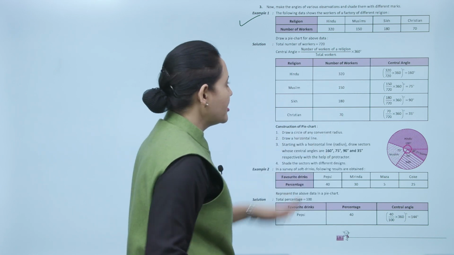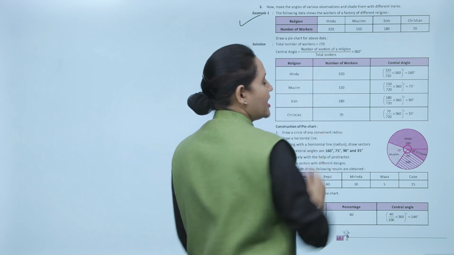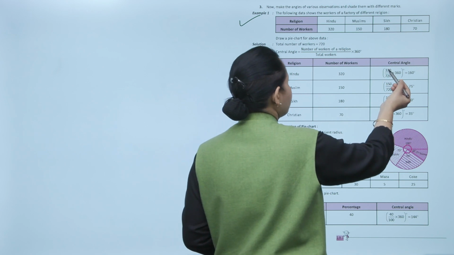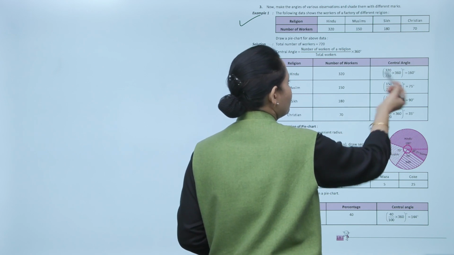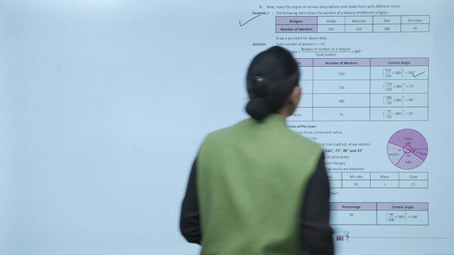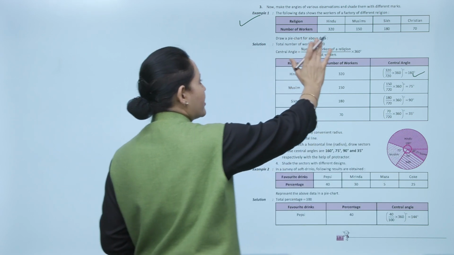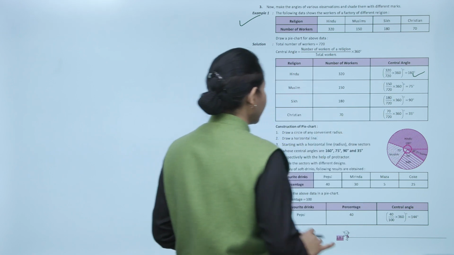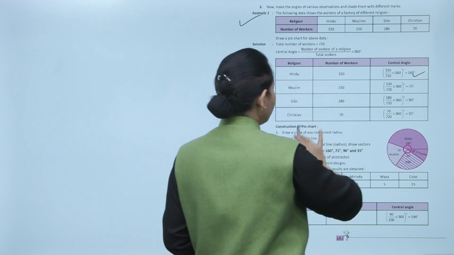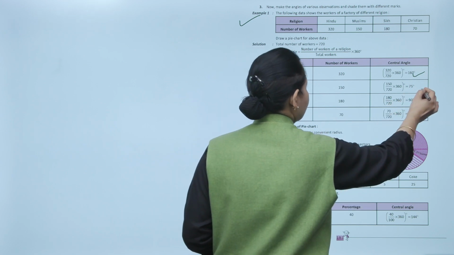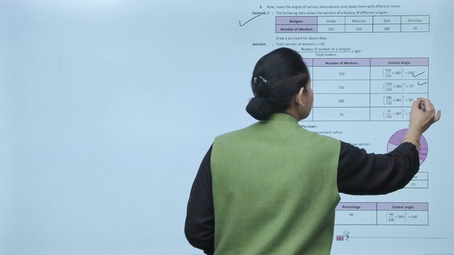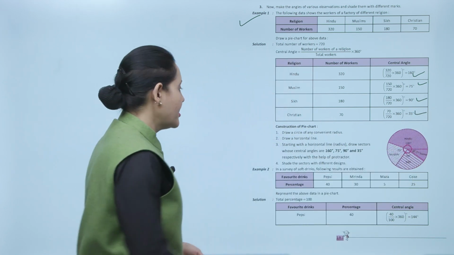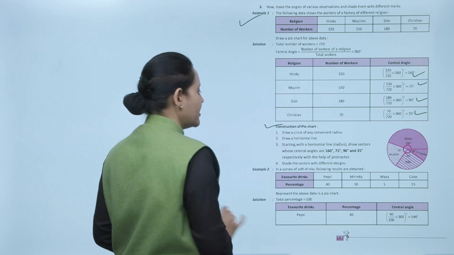Hindus' number of workers is 320. So the center angle will be 320 divided by 720 into 360, that is 160 degrees. Clear? The number of workers of the Hindu religion was 320, the total was 720, we divided and multiplied by 360. Similarly we will find it for Muslims, Sikh and Christians. Muslims will be 75 degrees, Sikh 90 degrees and Christians 35 degrees. Clear? Now construction of the pie chart.